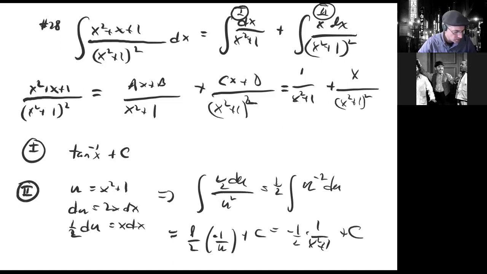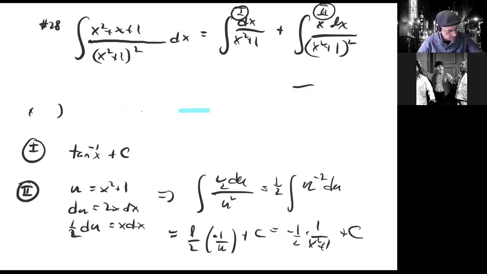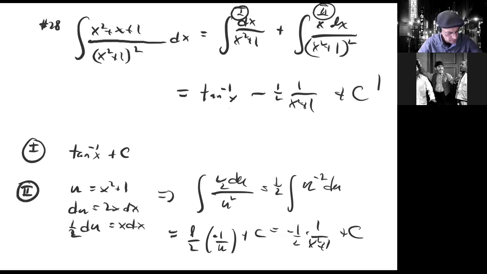Okay, so the final answer to our problem is therefore going to be given by summing up these two expressions that I just computed. So the answer is arctangent x, we'll put the c's together, plus minus 1/2, make it a minus sign, minus 1/2 times 1 over x squared plus 1 plus c.